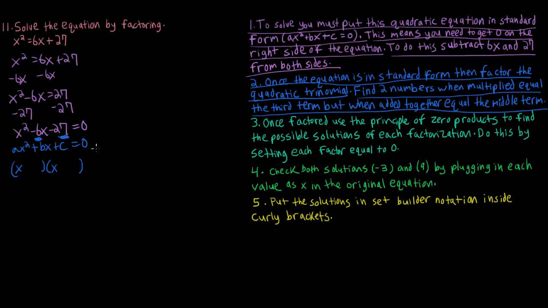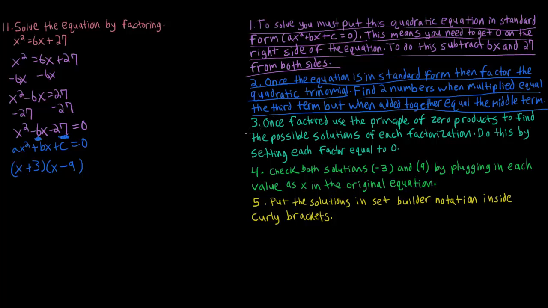So right off my head I can think of -9 times +3 equals -27, and -9 plus 3 equals -6, which is our middle term. So that's our factorization.